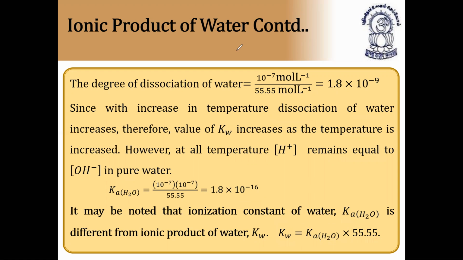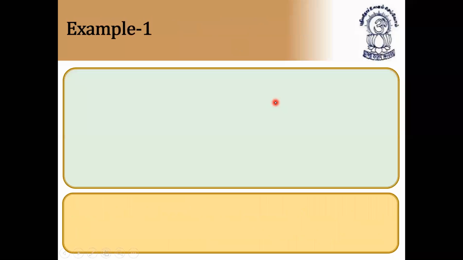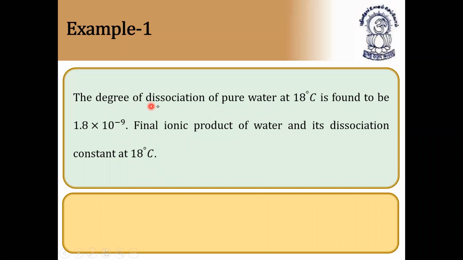Next, continuation. Now example 1. The degree of dissociation of pure water at 18 degrees C is found to be 1.8 into 10 to the power of minus 9. Find the ionic product of water and its dissociation constant at 18 degrees C. So the ionic product of water Kw is equal to the constant Ka of H2O into 55.5, simple and direct, into 55.56, which is equal to 1.8 into 10 to the power of minus 16 you will get.